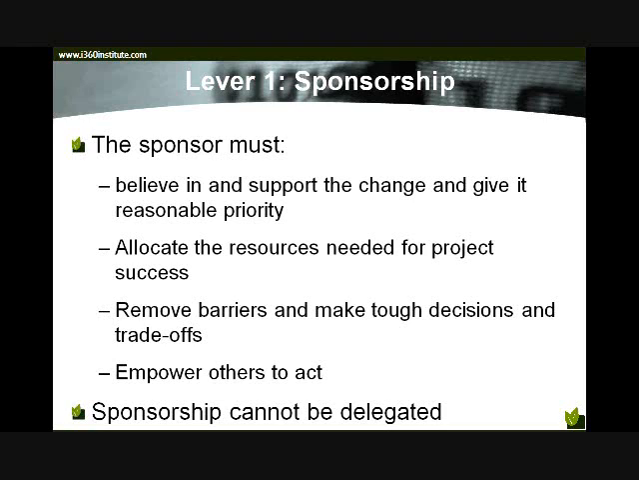If it is, then we have to go back to that first bullet. If sponsorship is being delegated, does the person that everybody sees as the sponsor truly believe in and support the change? The answer is going to be no, and denial is going to become a major force in this change event. Nobody is going to believe that the change is going to occur. So that's lever one. Lever two is about communication. It's about all the tactics that we use to get the word out, and also to get the word back.